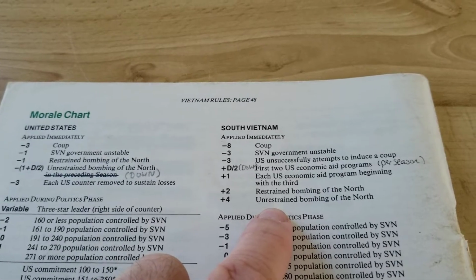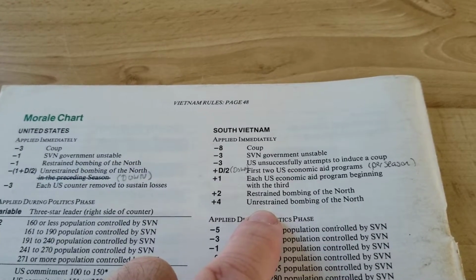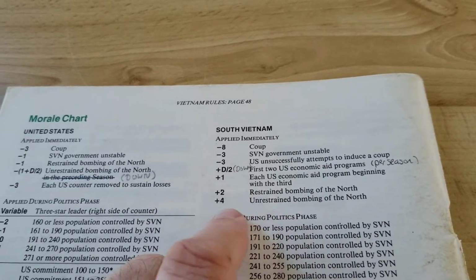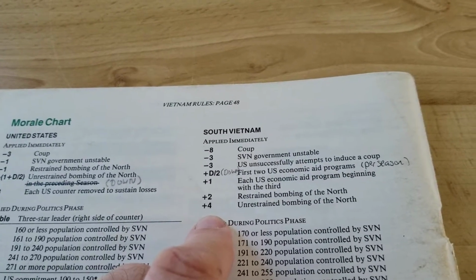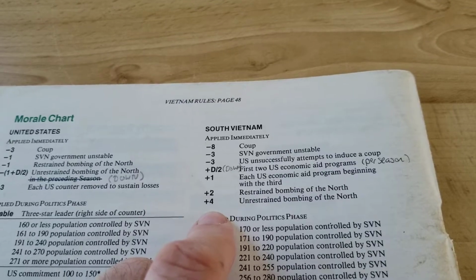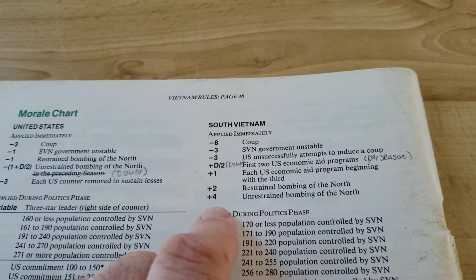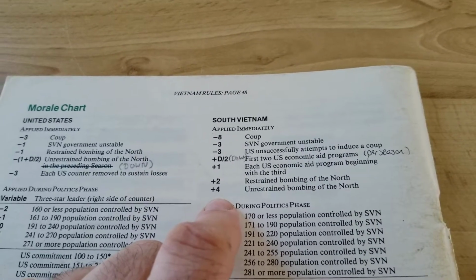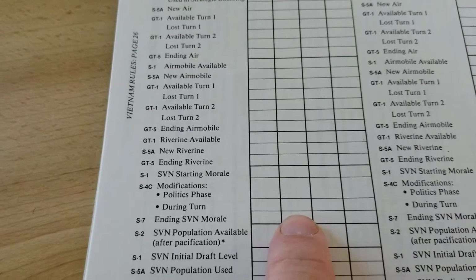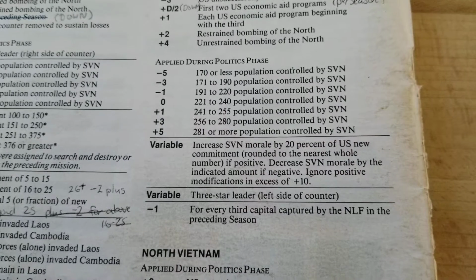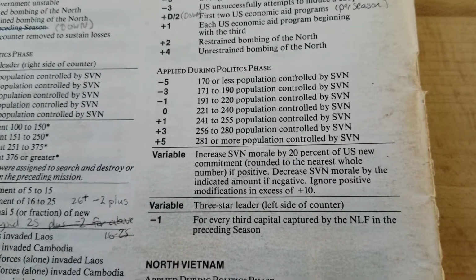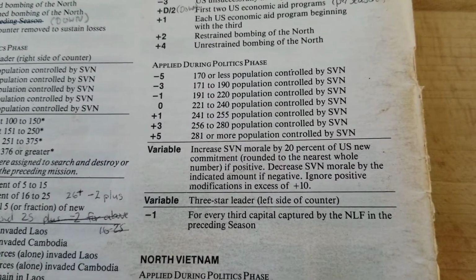Certain effects that impact South Vietnamese morale are recorded immediately, such as a coup, unstable government, unrestrained bombing of the North, etc. They would be applied immediately rather than waiting for the politics phase. That is recorded right here during turn. And then there are certain things which are applied only during the politics phase.